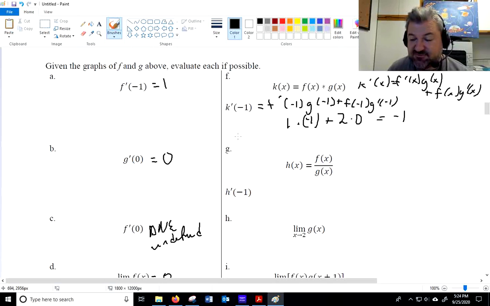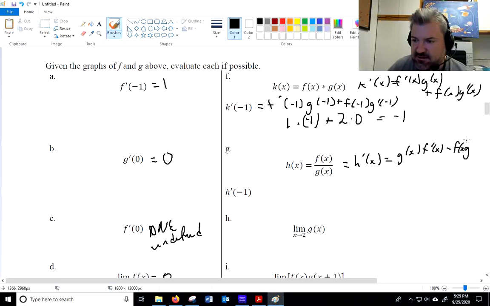So the answer is simply negative 1, because negative 1 plus 0 is negative 1. All right. h of x is equal to f of x over g of x. Find h prime of 1. So let's find the derivative first. h prime of x is low d high minus high d low, all over low low.